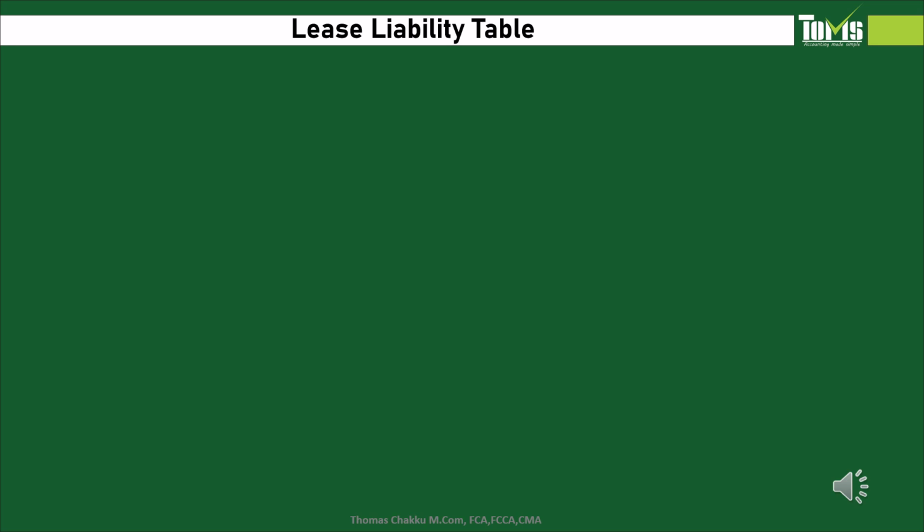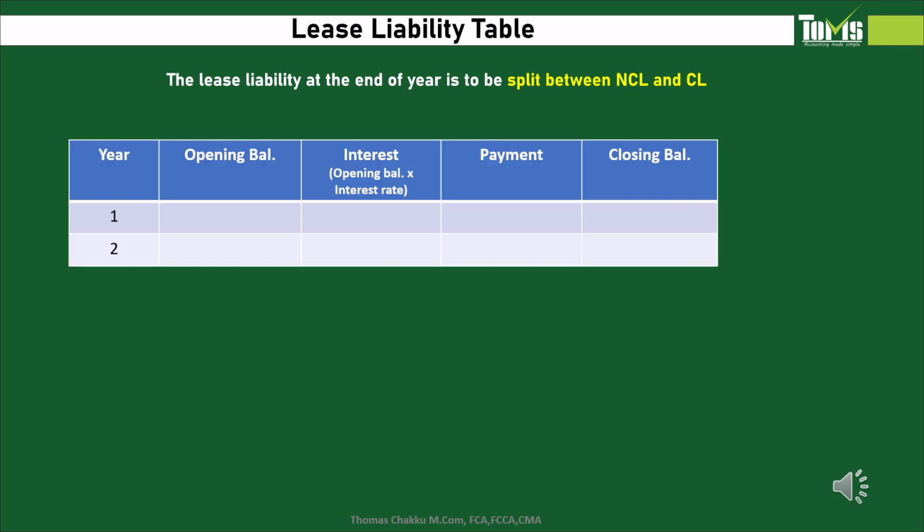While preparing the statement of financial position, lease liability is to be split into non-current liability and current liability. For this, we need to prepare a lease liability table at the year end. You can prepare the table in this style. With the opening balance, we need to add the notional interest, and then lease payment is subtracted. You will get the closing balance of lease liability. This amount is to be split into non-current liability and current liability.